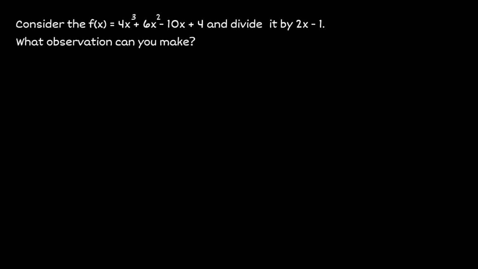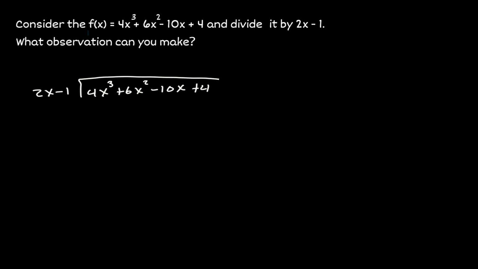So now we want to see what would happen if we get the expression of f of x and we divide it by 2x minus 1. Let's set this up. Let's get the expression of f of x inside of a house. And now on the outside, let's place the expression of 2x minus 1.